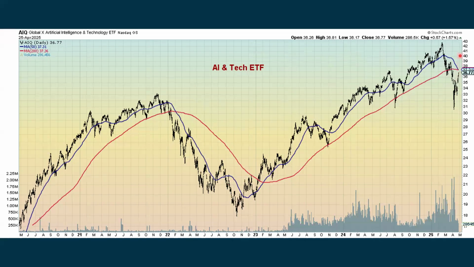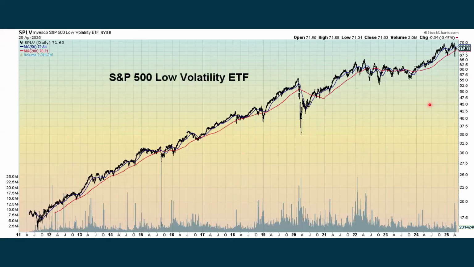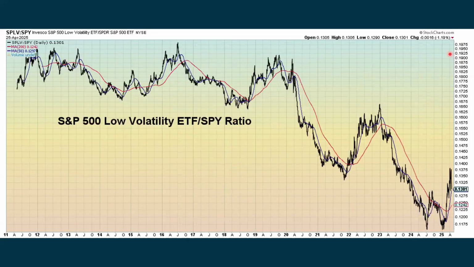Now, if we continue to see more strength here, we could change that, but we have to go with what we're seeing right now. Low volatility. These are the stocks that folks get into when the market's getting more defensive or when it's getting ready to go down. This is still in an uptrend.